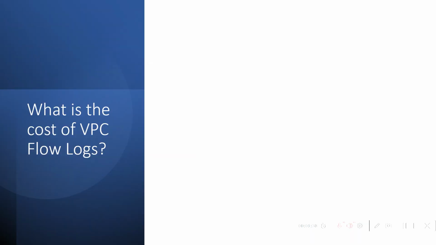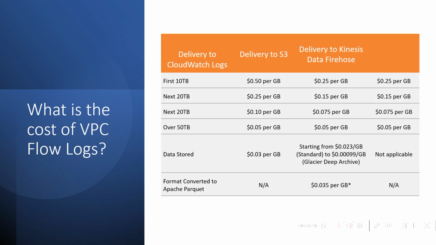What is the cost of VPC flow logs? So this is the cost of the VPC flow logs. Basically, for the first 10 TB it will charge $0.50, and for the next 20 TB $0.25, and so on.